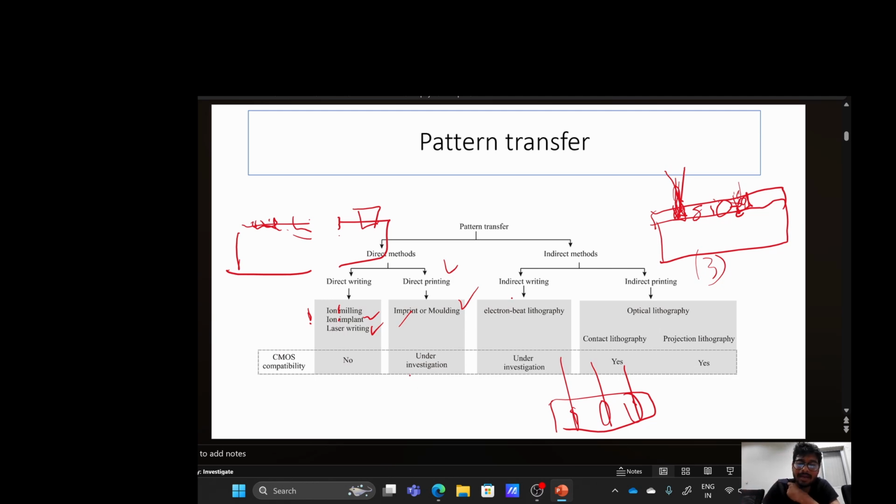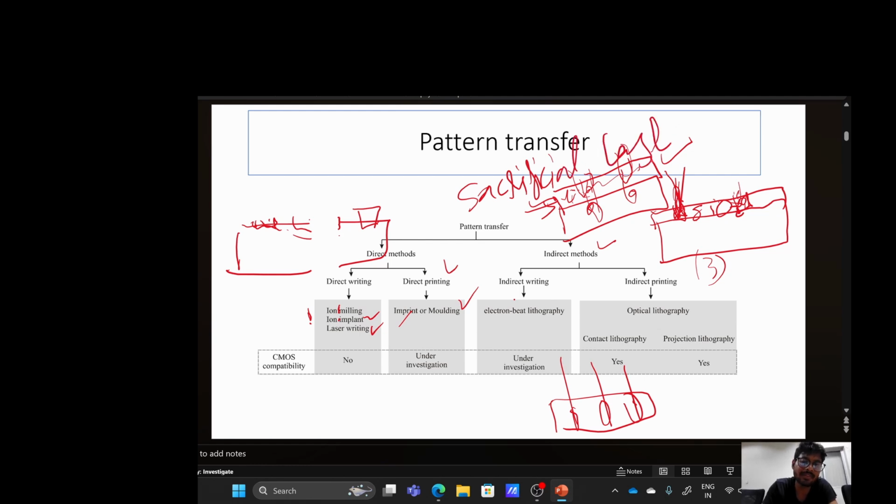Another thing is indirect writing. If there is a wafer, first you create a pattern in some layer that we call a photoresist. In the photoresist you create the pattern, and then that pattern can be transferred over here, and then you can remove this photoresist. That is a sacrificial layer.